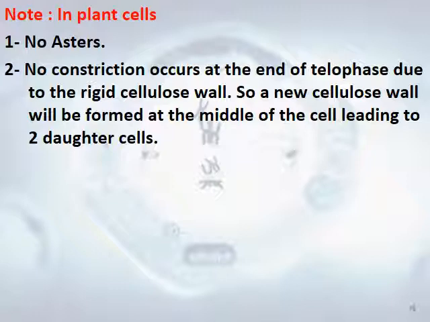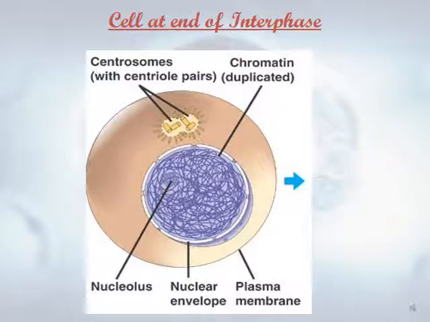As you note in plant cells, as I said before, no asters. So there's a difference between mitosis in plants and in animals. In plants, there are no asters. Also, no constriction occurs at the end of telophase due to the rigid cellulose wall. So a new cellulose wall will be formed, leading to two daughter cells at the end of mitosis, as we already said.